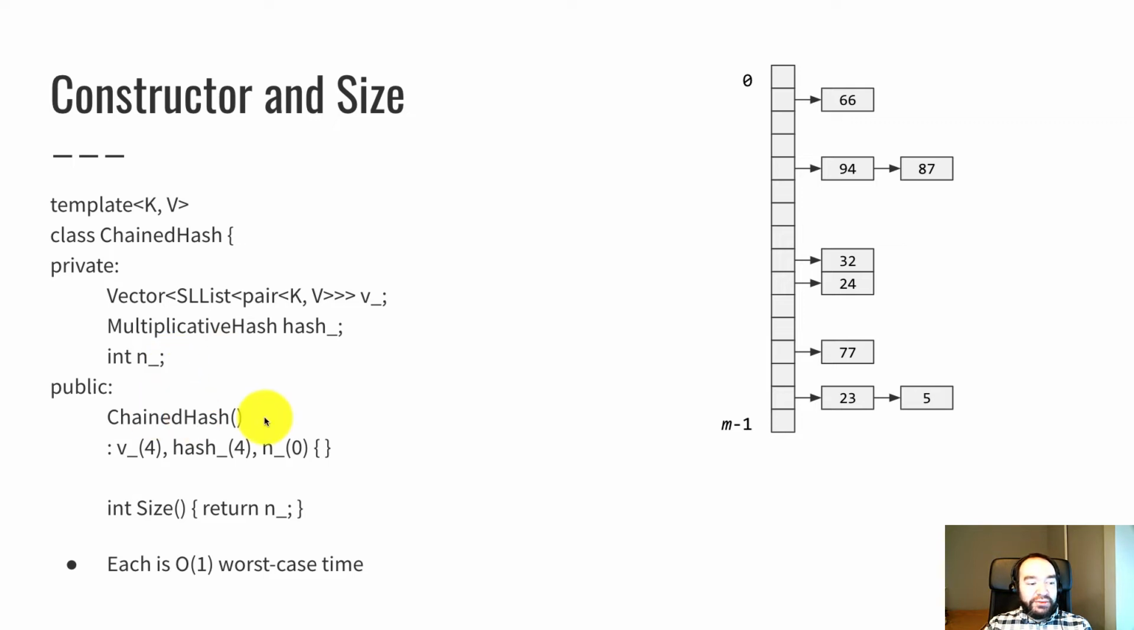The constructor would set up the vector with some initial size, maybe 4 to begin with. An empty vector wouldn't work, so you need at least some size there. So start off with a size of 4, and initialize the hash function. You have to tell the hash function what m is, because that was given in the multiplicative hash construction process. Initialize n to 0, and we're fine with the default constructor that sets every singly linked list in the vector to be empty. The size is just return n, so each of those is constant time because they're just initializing elements.